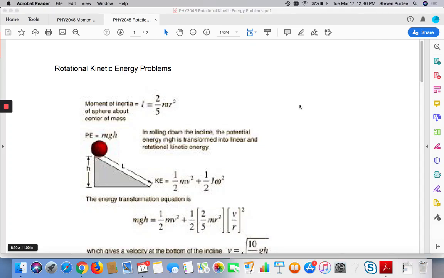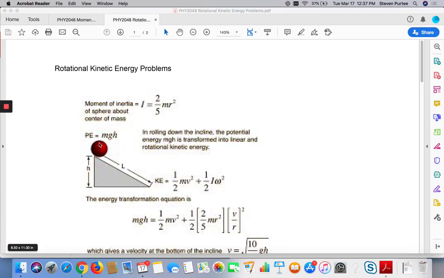Let's do some rotational kinetic energy problems. So this was one of my favorite problems. We've got a ball sitting at the top of a hill. We're going to let it roll down the hill without slipping. So it actually rolls. It doesn't just slide down the hill. And we're going to do two different versions of it.